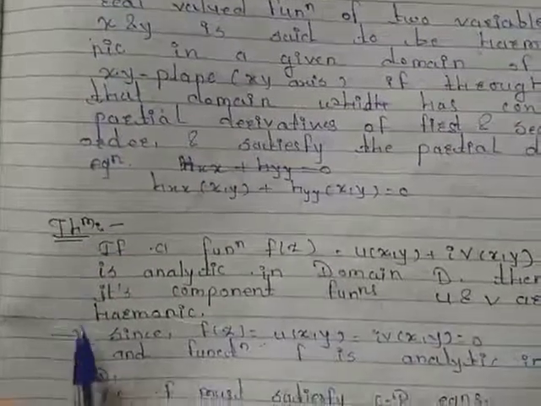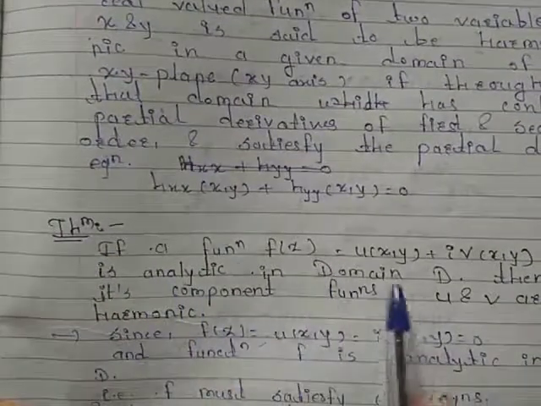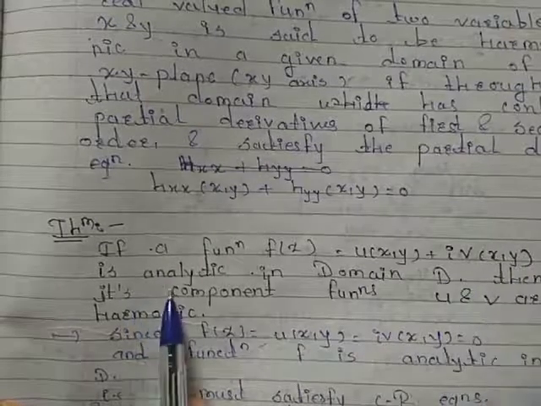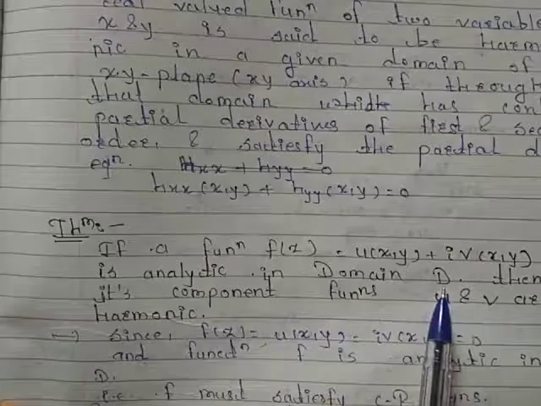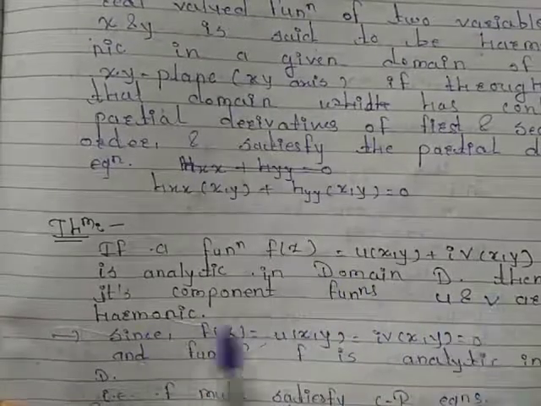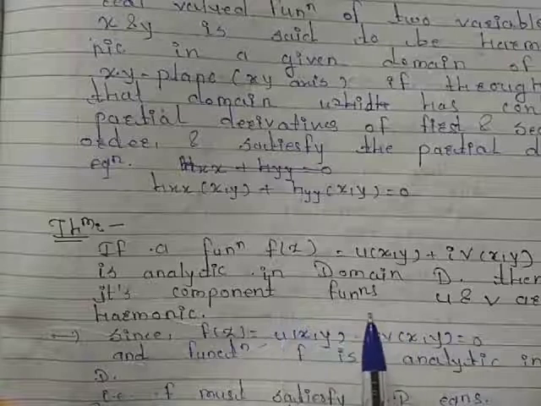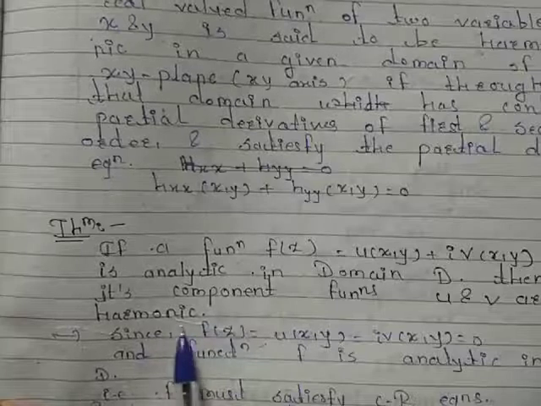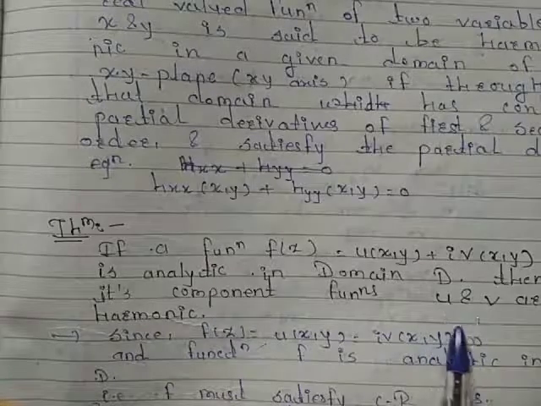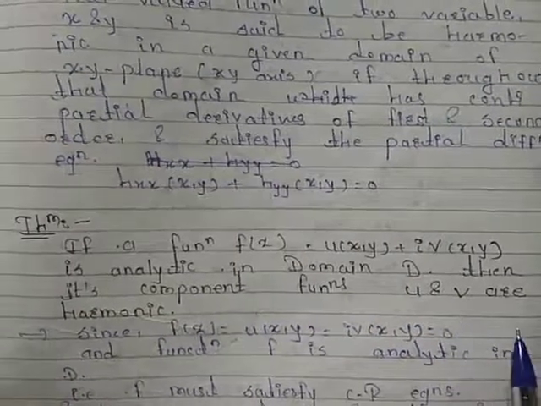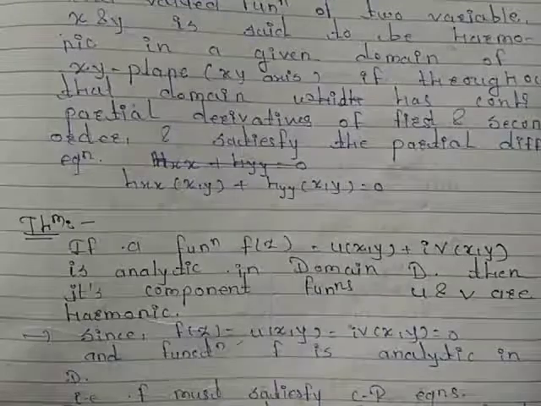Let us see the theorem. If a function f(z) = u(x,y) + i v(x,y) is analytic in domain D, analytic means it is differentiable in D, then its component functions u and v are harmonic. Harmonic means uxx + uyy = 0 and vxx + vyy = 0.